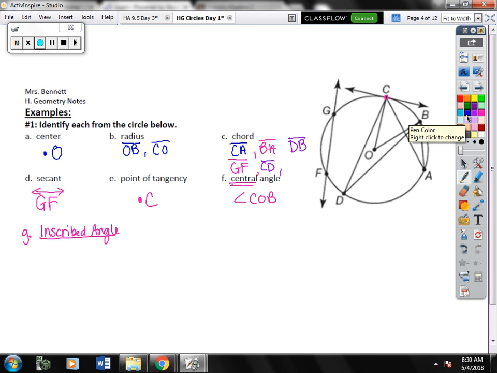Who can identify an inscribed angle? The vertex is on the circle and the sides are chords. Joey? Good. C, D, B.